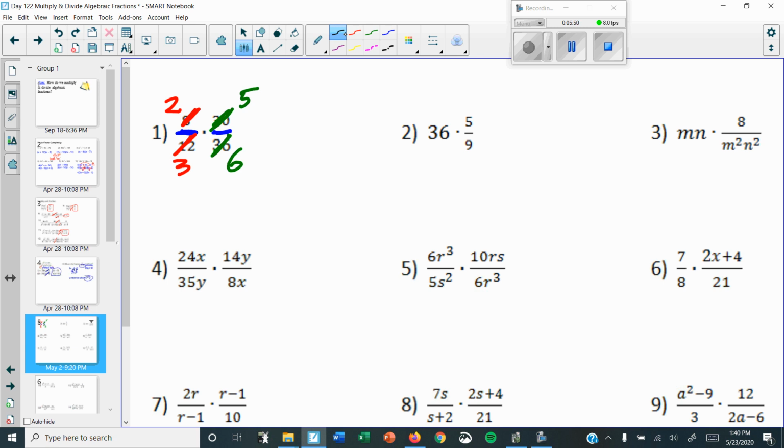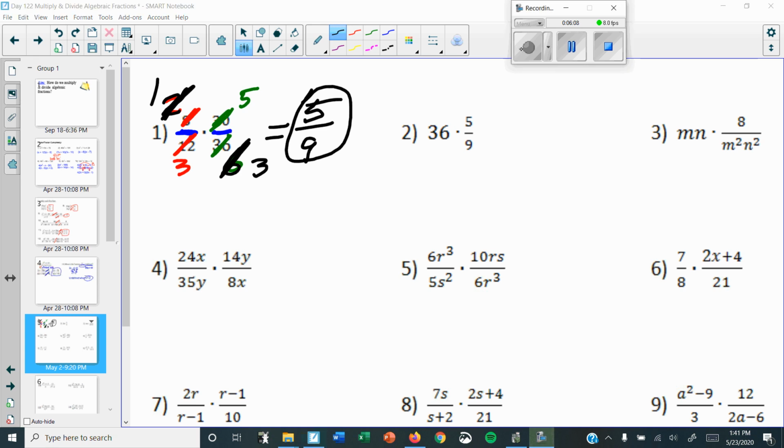What else can you take out? I see a 2 and a 6. What can you take out of those? Take a 2 out. That becomes a 1. That becomes a 3. So your answer is, what are you left with on top? 1 times 5 is 5. 3 times 3 is 9. And there is your answer. Now that's the gist of it.